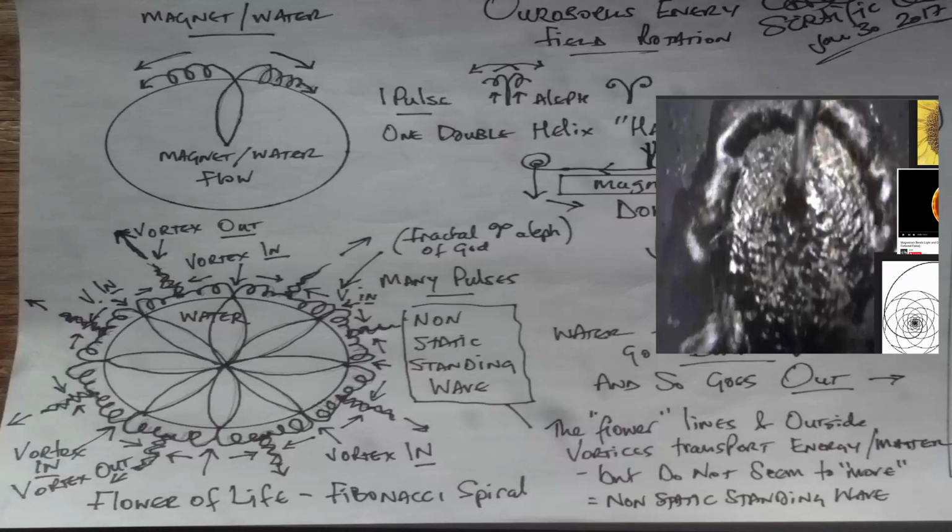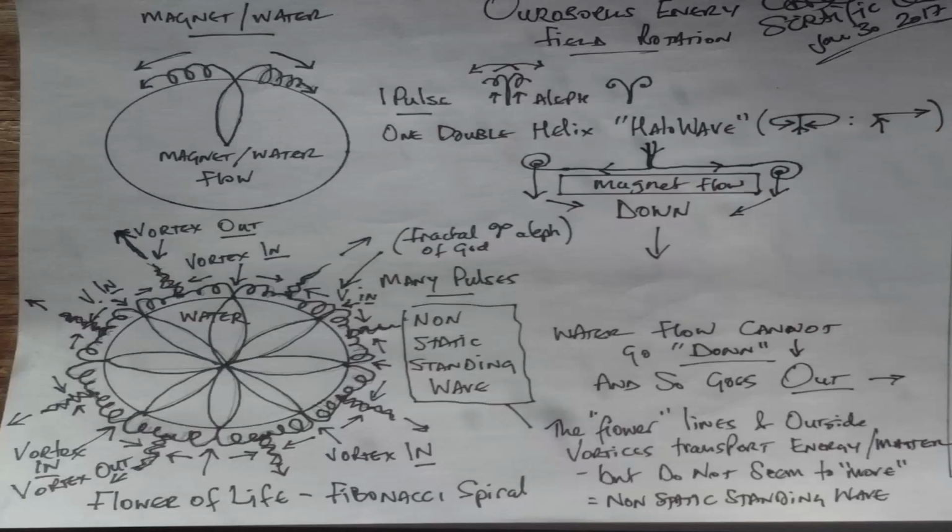And this is perfectly visible on the water Ouroborus torus field. Okay, next I'm going to show you the standing wave in action, a non-static standing wave. It means the Ouroborus torus field is spinning, but the Ouroborus torus field isn't actually moving anywhere.